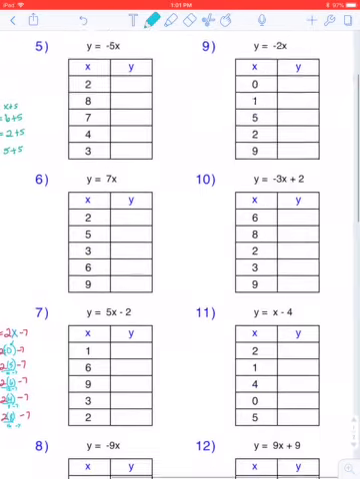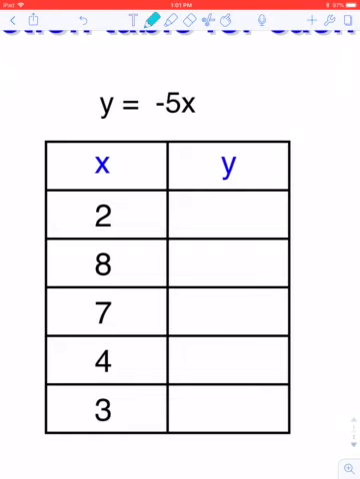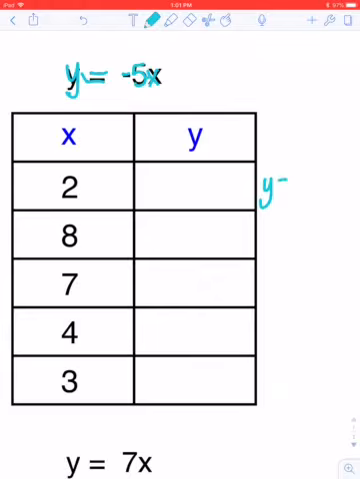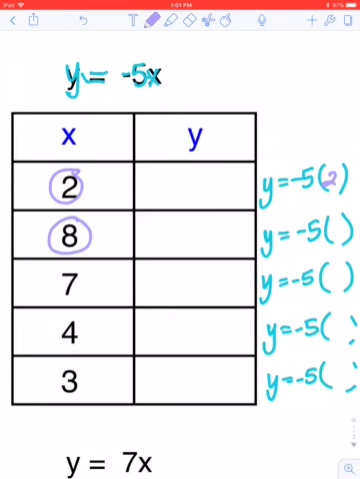Let's see if I can find something a little bit different. So let's just look at number 5, negative 5x. That means that all the y's in this table should be equal to negative 5 times whatever the x is. Okay? So in this first problem, y equals negative 5 times whatever x is, and I'm doing that over and over. My x is 2. Next problems, x is 8, 7, 4, and 3.